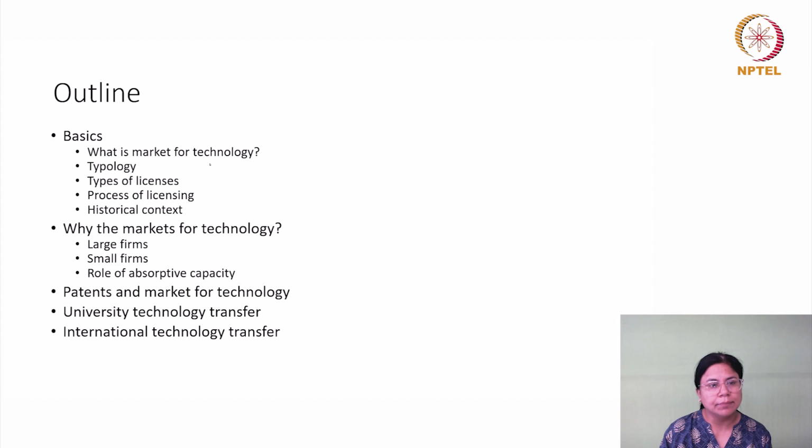After learning about the basics, which will include what is market for technology, its typology, type of different licenses, what is the process of licensing, and the historical context, we will understand why the market for technology is required or needed from the perspective of large firms, small firms, and also what is the role of absorptive capacity in determining such transfers. We will also look at how patents facilitate the market for technology.